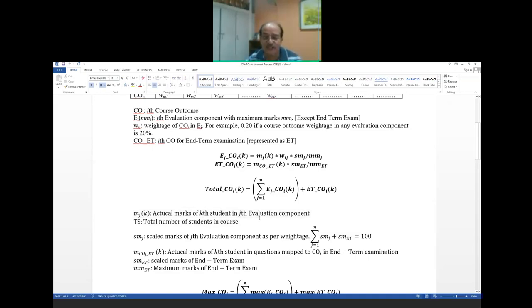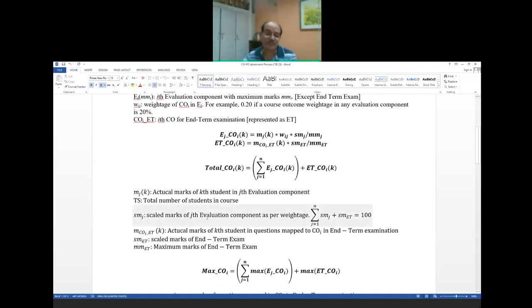In case there are five components there, this is MGK, the actual marks of the Kth student in the Jth evaluation component. Now, this evaluation component can be your subject corresponding to each of the course. There are questions where I can go by the question logs. So this is another mechanism for doing the same thing.